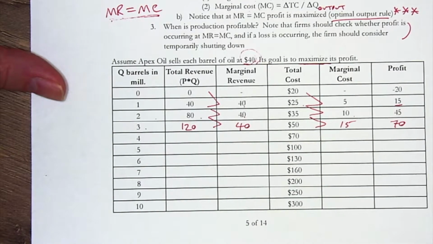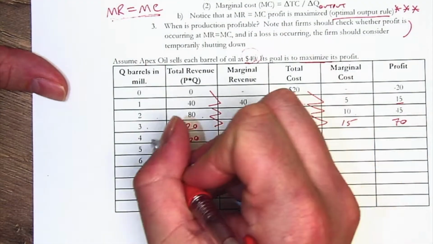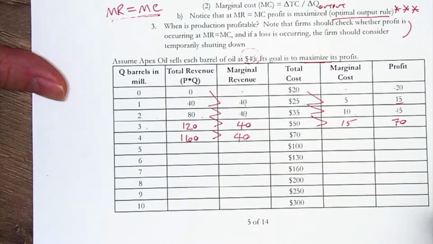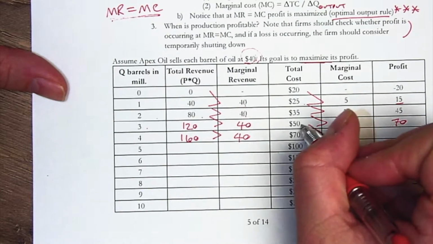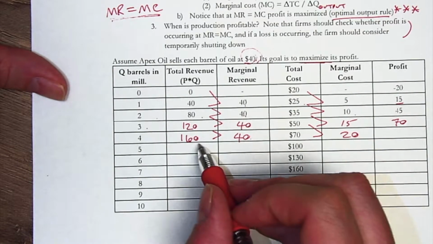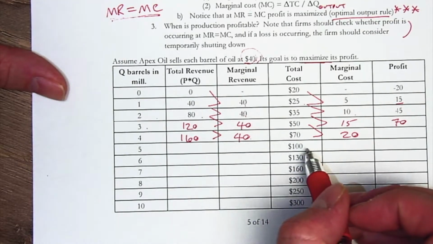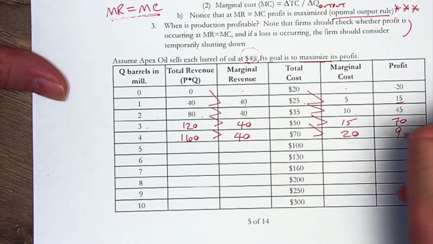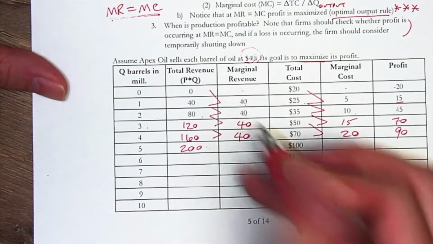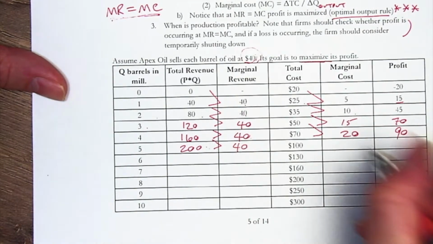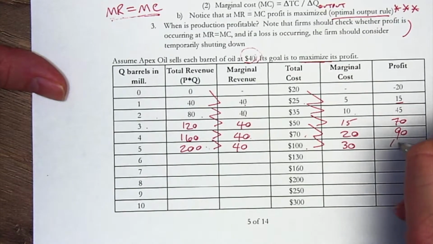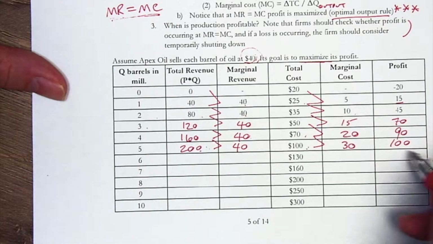Now you might be satisfied with that. Well, let's see. 4 times the price of 40 is 160, so the change here is 40. Then we have the change in cost, 50 to 70 is 20. And 40 and 20, well, those aren't equal, but we do know we're still earning a profit here. 160 minus 70 gives us 90. Let's try the next one. 5 times 40 is 200. The change is 40. And the change in cost here is 30, 70 to 100. So now we get 200 minus 100 is 100.